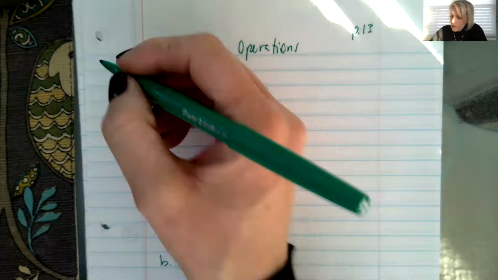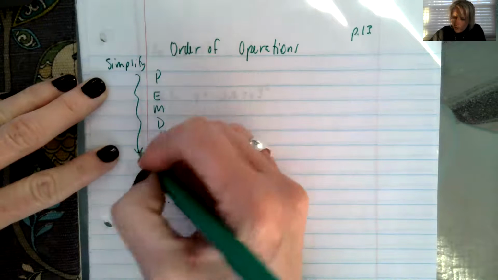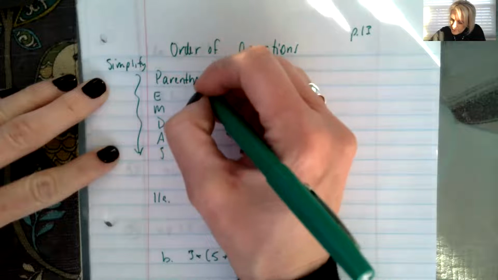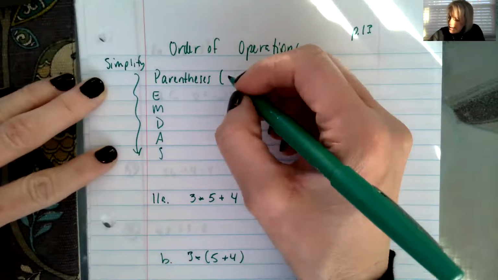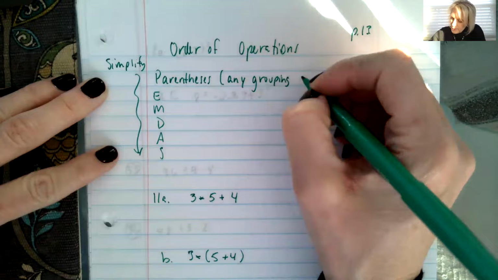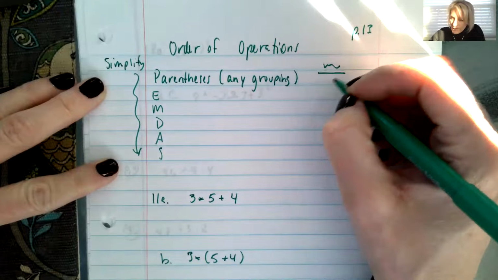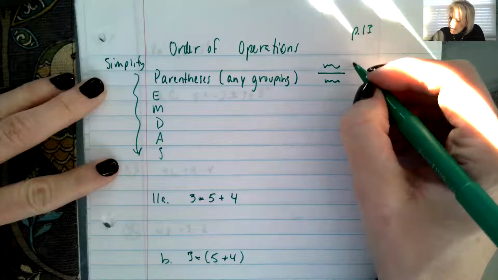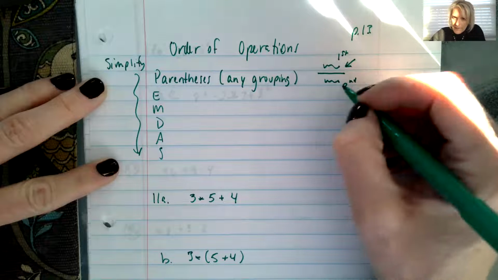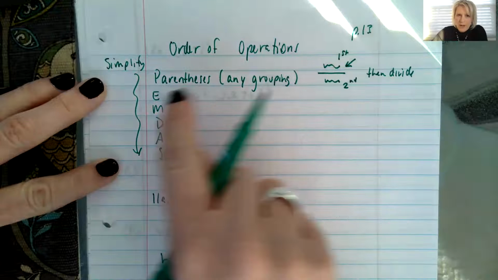So our order is, when we're simplifying, we're going to go in this order. The first thing we're going to do is we say P for parentheses. And it's really any grouping symbols. Any groupings. And that means if you have a fraction, something going on in the numerator and something going on in the denominator, you have to do the numerator first, and then whatever's in the denominator, and then divide. So fractions count in this parentheses.